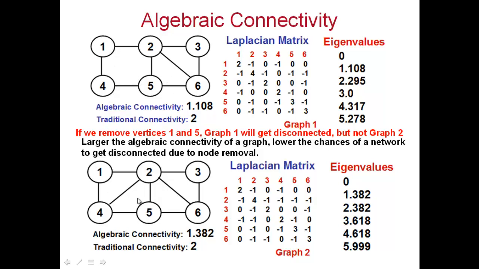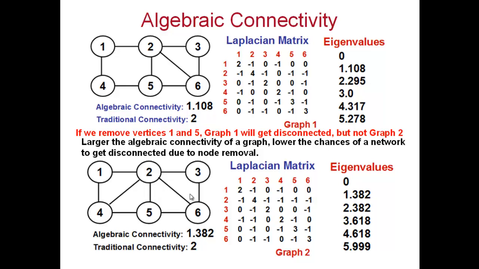Whereas if you remove 1 and 5 from this graph, all the other 4 vertices are still going to be connected. You're going to have 4 reachable to 2, and from there you can reach 2, 3, 6. So this is still going to be a connected graph. So this is what we want to capture. If you randomly remove some nodes and edges, how likely is the graph going to get disconnected? How can we quantify that?